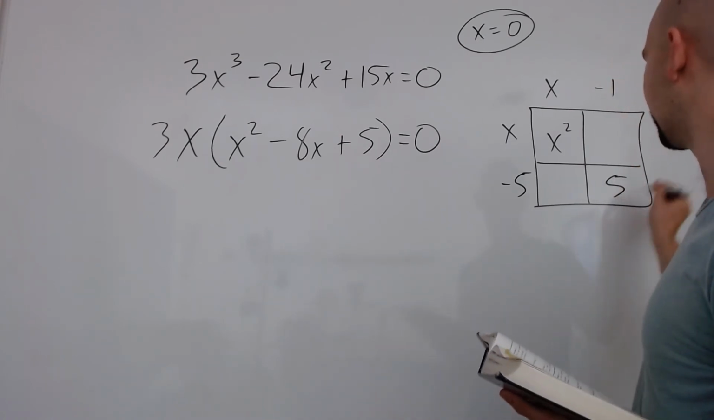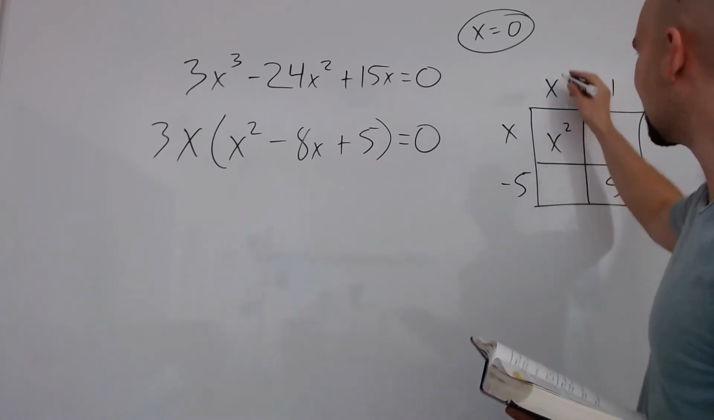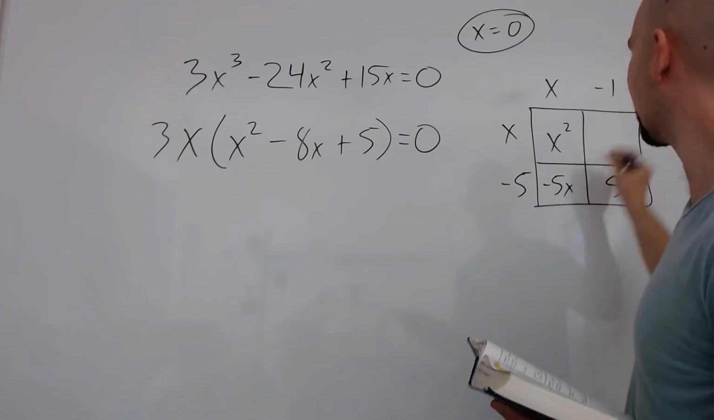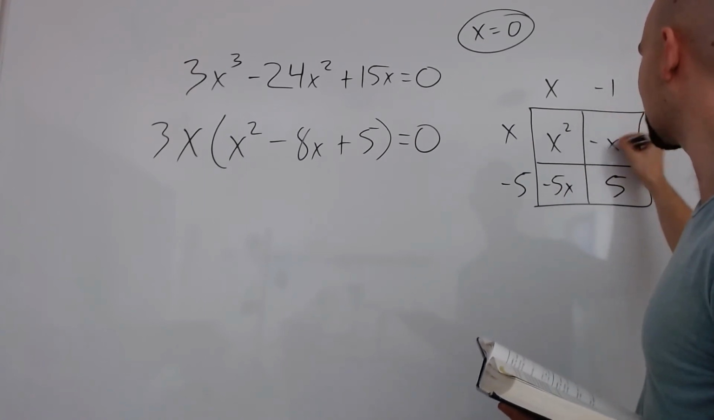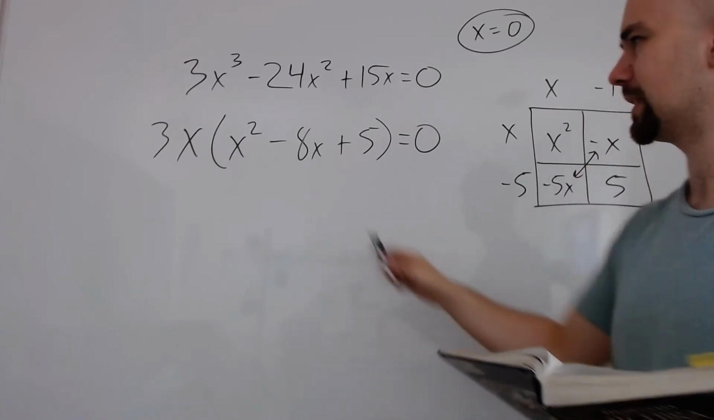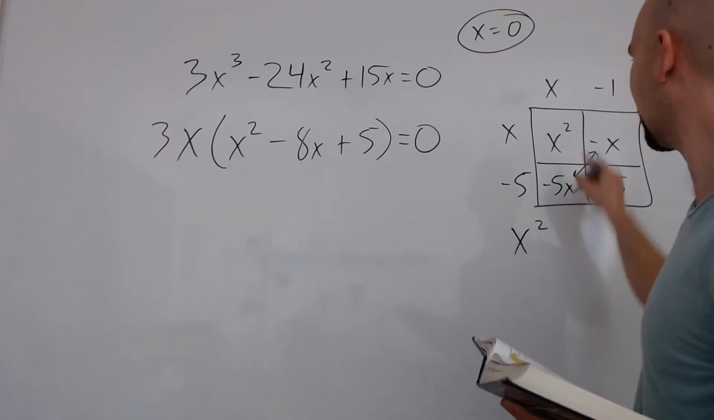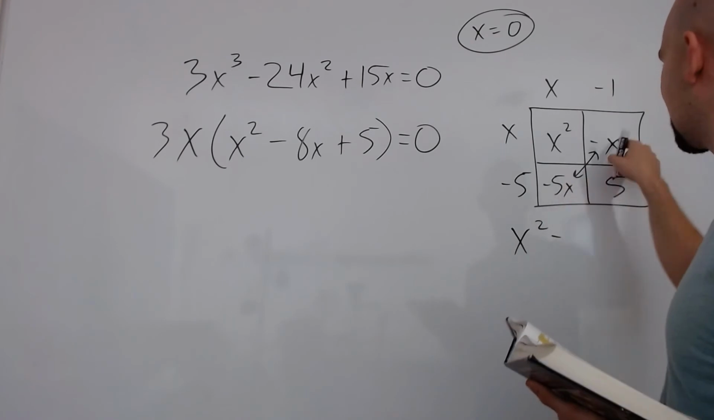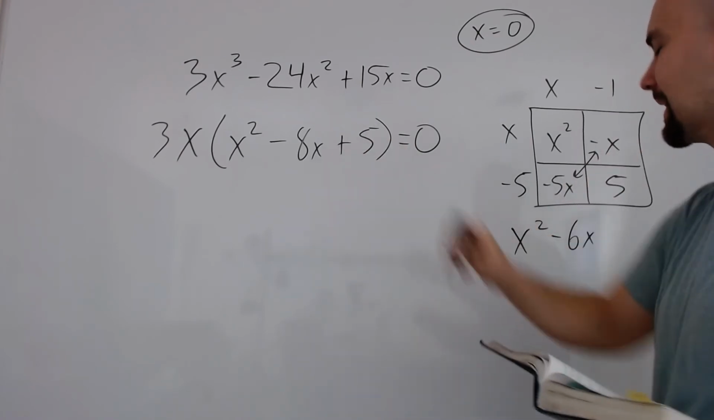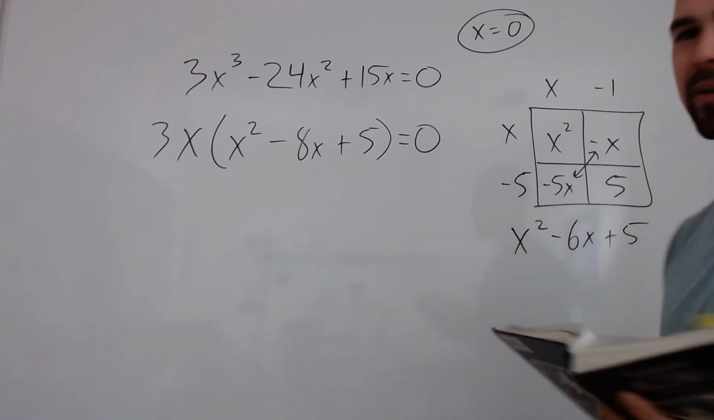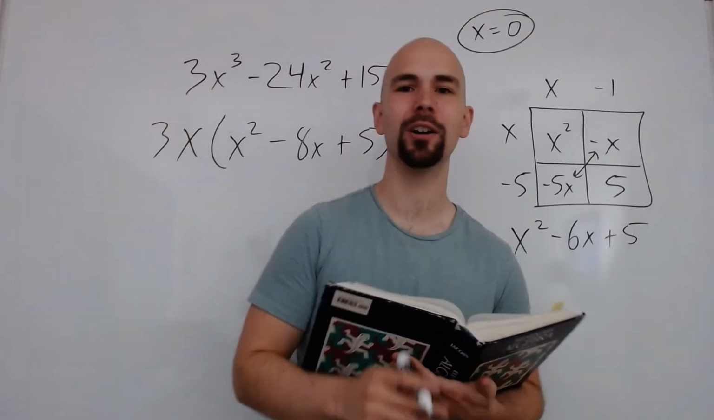So that gives me positive 5, but I have a problem here. What's negative 5 times x? It'll be negative 5x. What's negative 1 times x? That's going to be negative x. When I add these like terms, does it give me what's inside the parentheses? No, it gives me x squared minus 6x, not minus 8x, plus 5. So that's a problem. I can't actually factor this down any farther.